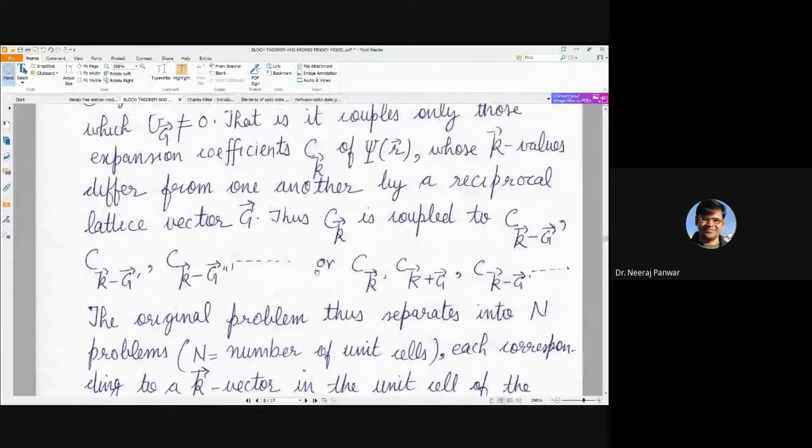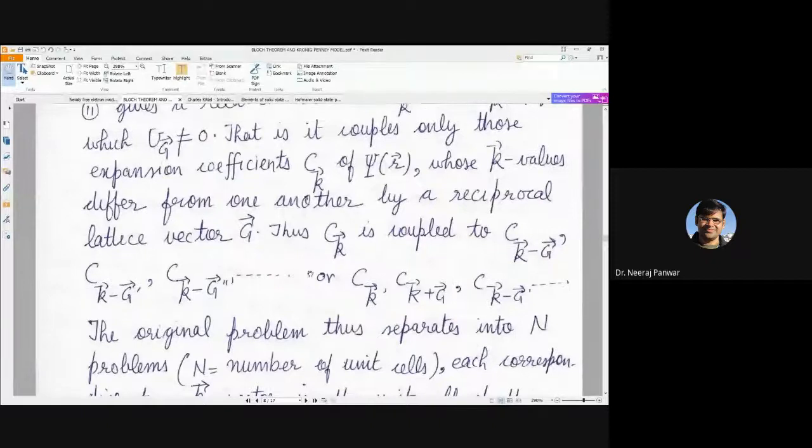So now, how many k's can we have in one Brillouin zone? We can have k values equal to the number of unit cells. So the number of unit cells is capital N. Therefore, in any Brillouin zone we will have k values equal to capital N.